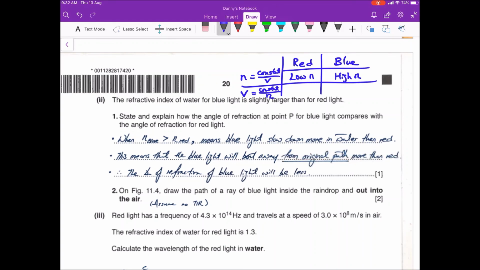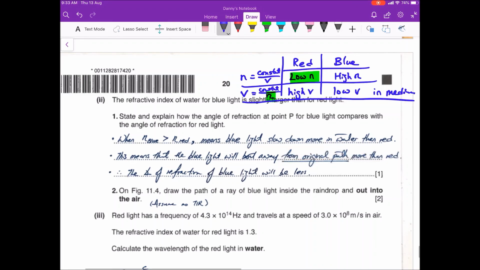So if you have a small n here, it means that the v will be higher, and this v will definitely be lower. So maybe I don't use the arrow, I use the words high and low. So I will have high v, this one will have low v, and this v is in the medium itself, right? So what does this tell us?